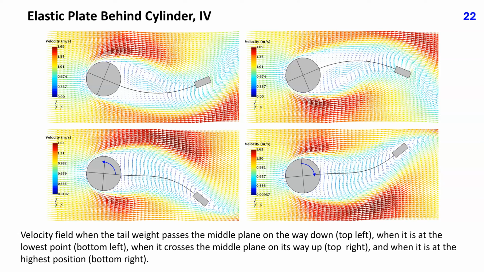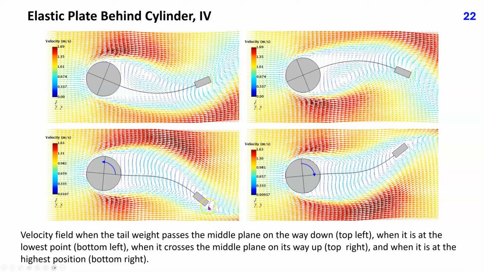This slide shows the velocity field in fluid when the tail weight passes the middle plane on the way down, when it is at the lowest point, when it crosses the mid-plane on its way up, and when it is at the highest position. The motion of cylinder and tail body are out of phase.